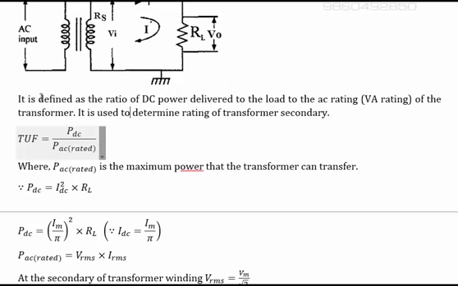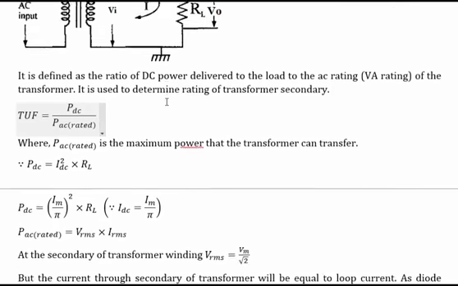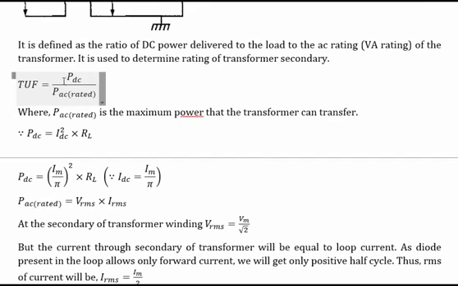So you can define this as the ratio of the power delivered to the load, meaning the power consumed by the load, to the AC rating of the transformer, meaning the AC power available at the transformer. This can be written as the formula PDC upon PAC. PDC is the power consumed by the load, and PAC is the power available at the secondary of the transformer.